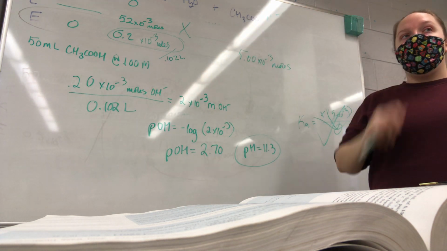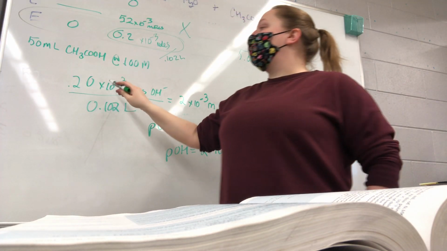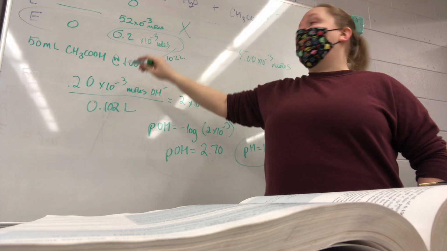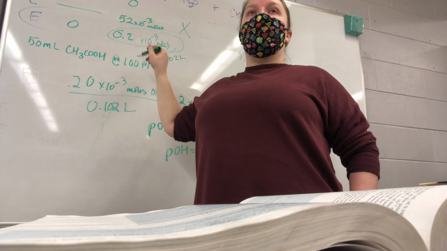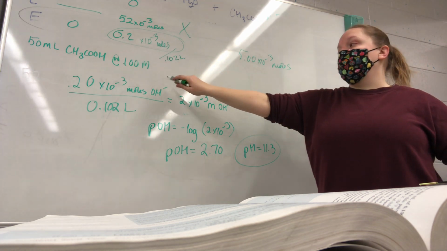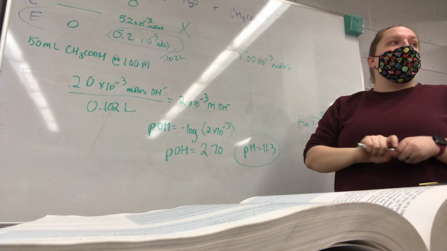Yes, sir. This one? I moved it, it was 0.2. It was 0.2 in here. I wrote 2.0 times 10 to the negative fourth, and I think it confused. But then I just moved it back. So this is moles of OH divided by 0.102 liters. Should get you 2 times 10 to the negative third.